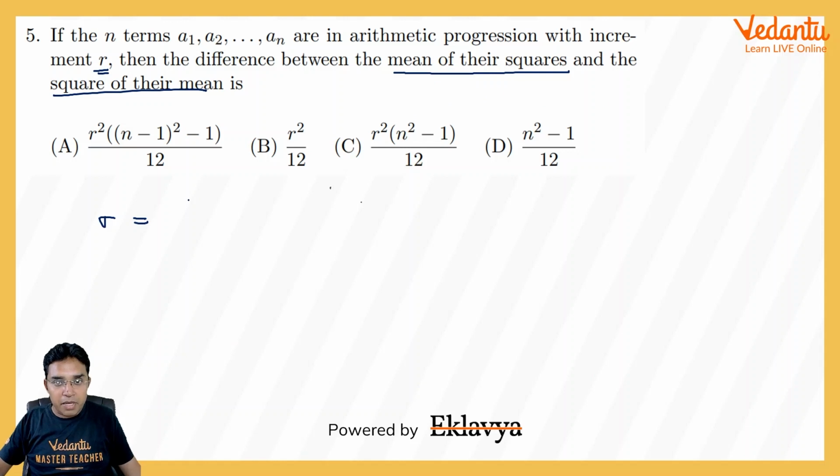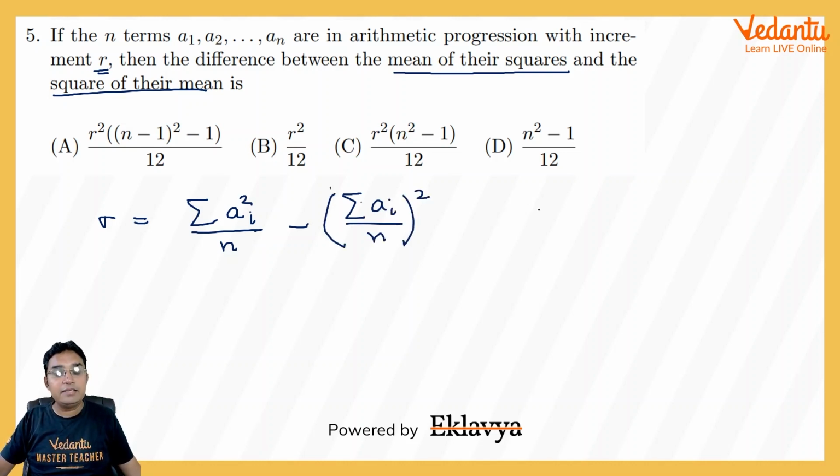It is actually the mean of the squares minus the square of the mean: sigma ai square upon n minus sigma ai upon n whole square. This is what variance is. That's a very standard concept. It is done in 11th standard where mean and variance are taught. So you should know. And there is one very important property, let me tell you. Actually, this result is a shortcut to find this variance.